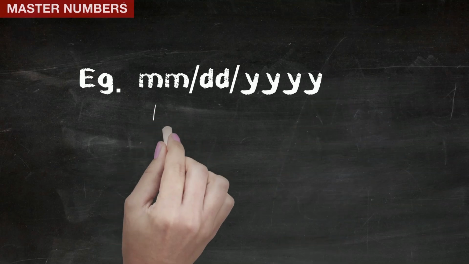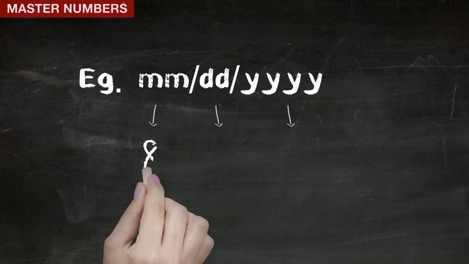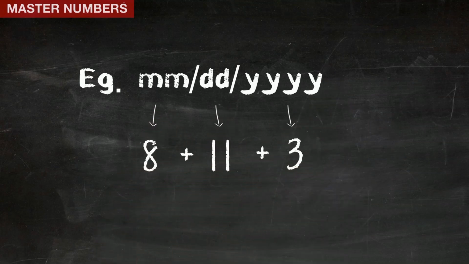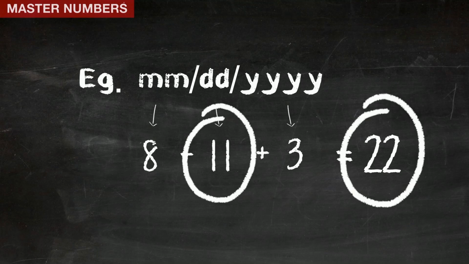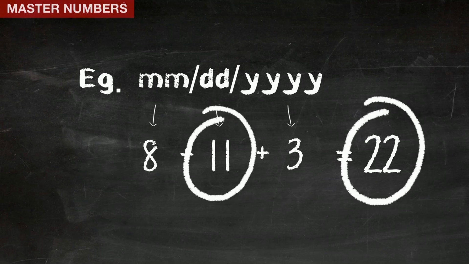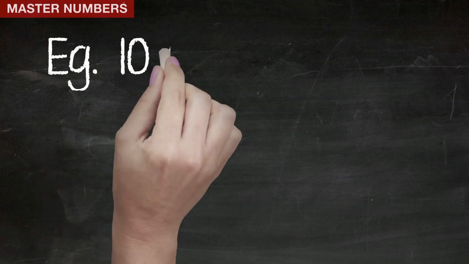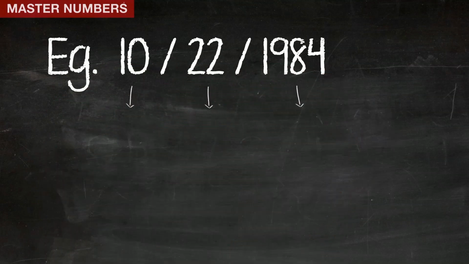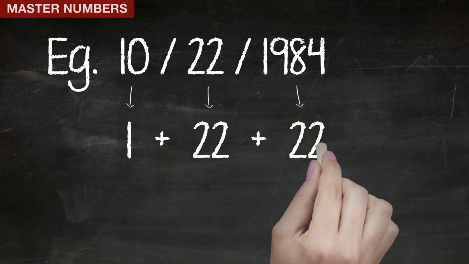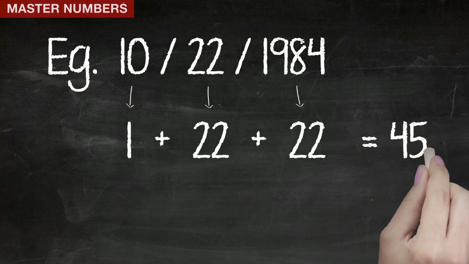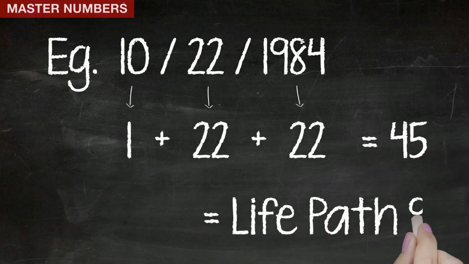A note on master numbers. During the process of reducing down to a single-digit number, when calculating the life path or any of the 5 core numbers, if at any stage the result of a sum is either 11, 22, or 33, it is considered to be a master number and is not reduced any further. For example, October 22nd, 1984 gives 1 plus 22 plus 22, which gives 45, which gives life path 9.